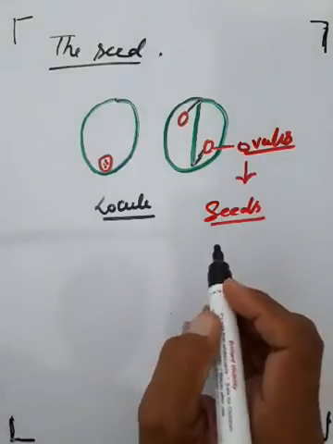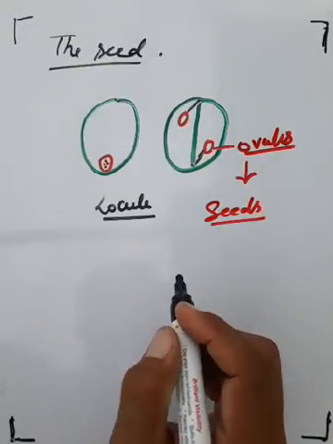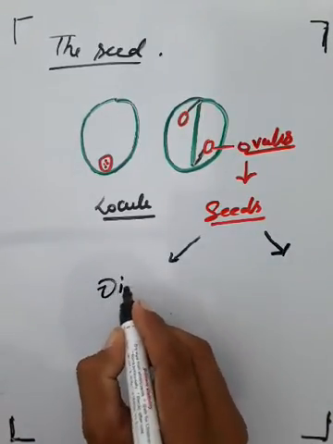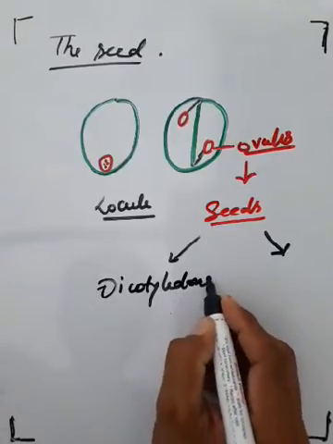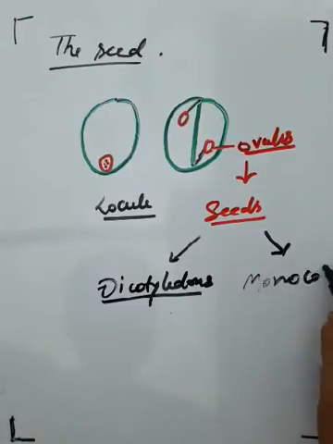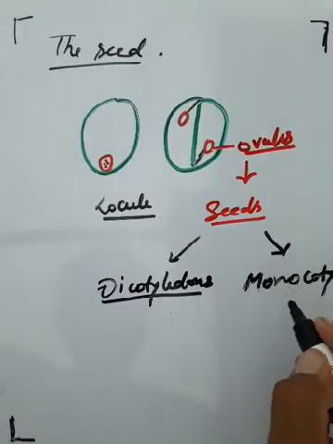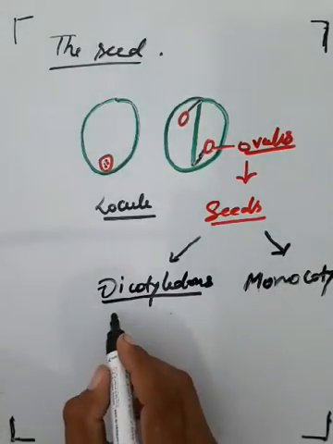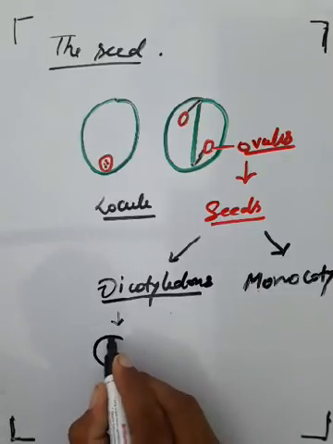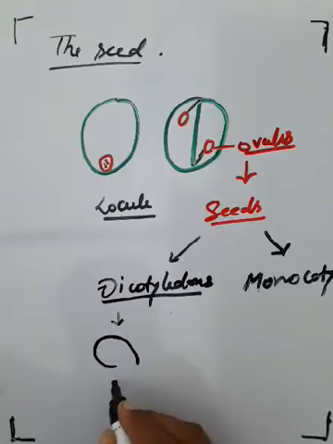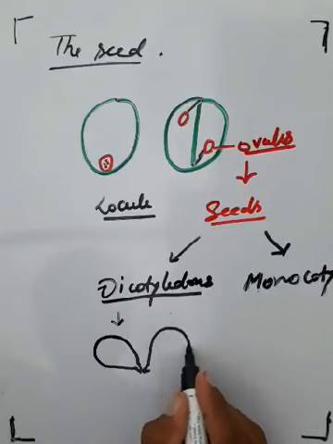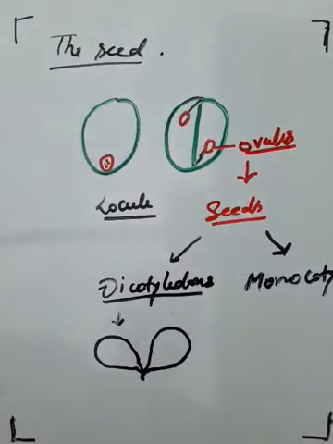After fertilization, the ovules develop into seeds. There are two types of seeds. First, dicotyledons, and second, monocotyledons. What is the meaning of dicotyledons? That seed has two cotyledons. This type of structure, two cotyledons present.